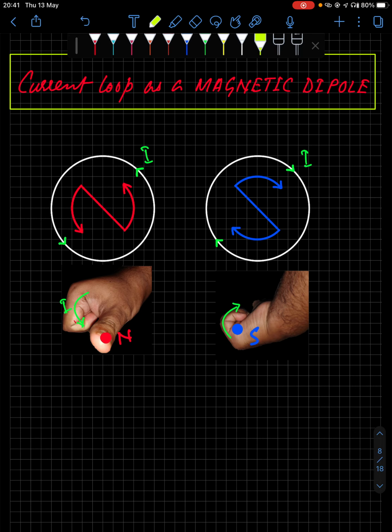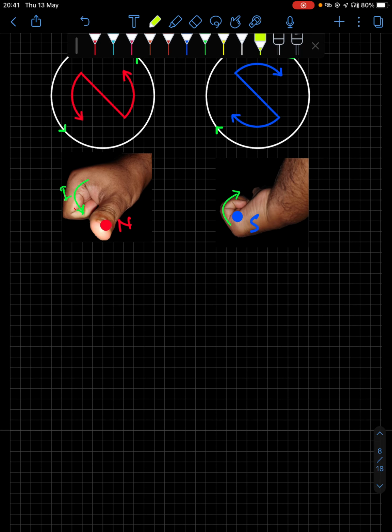So we have this magnetic dipole moment, which tells you to what extent a dipole experiences torque when placed in a magnetic field. So magnetic dipole moment is the product of current and the area of the loop in which the current passes.